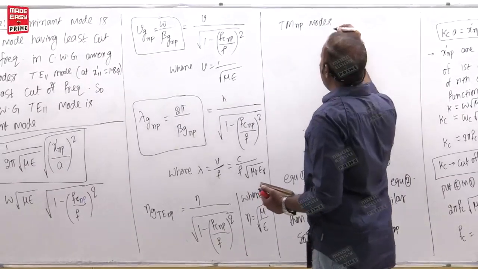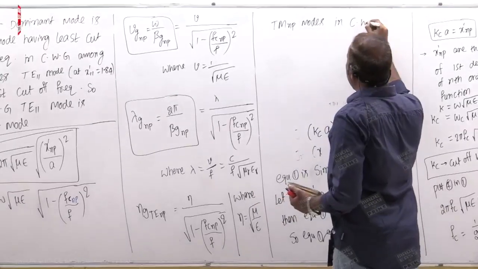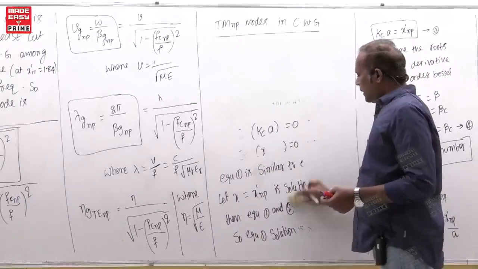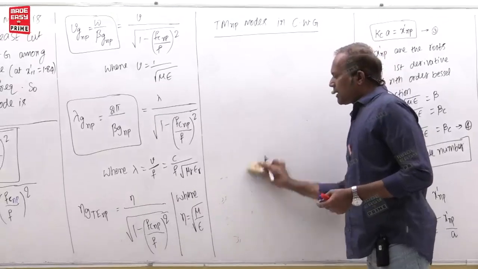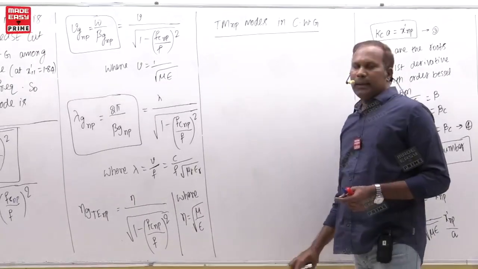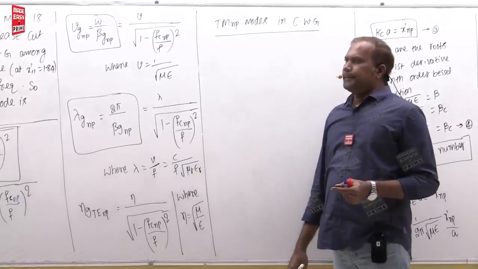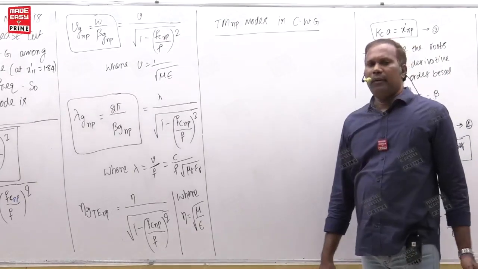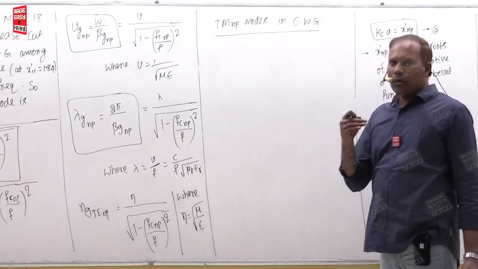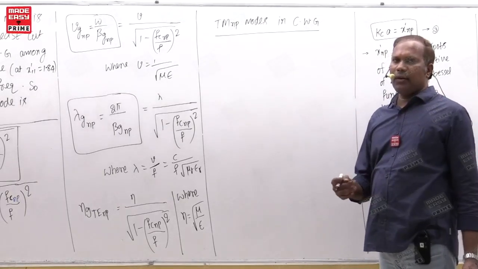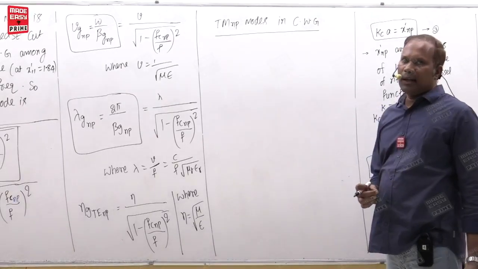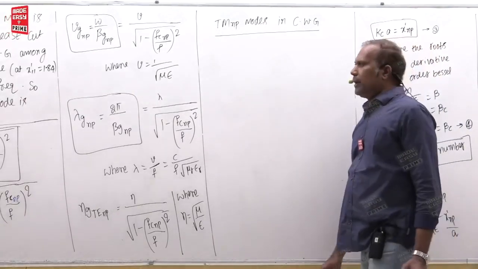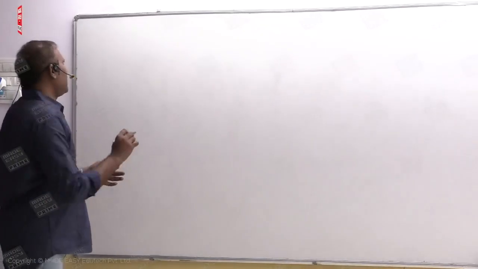TMnp modes in circular waveguide. Again, entire story you have to write that E phi component is present. After doing derivations, electric field phi component is proportional to Jn of Kc into rho, where Jn of Kc rho is nth order Bessel function, then that is 0 at rho is equal to a. That thing you have to write, we will be writing that one, right?